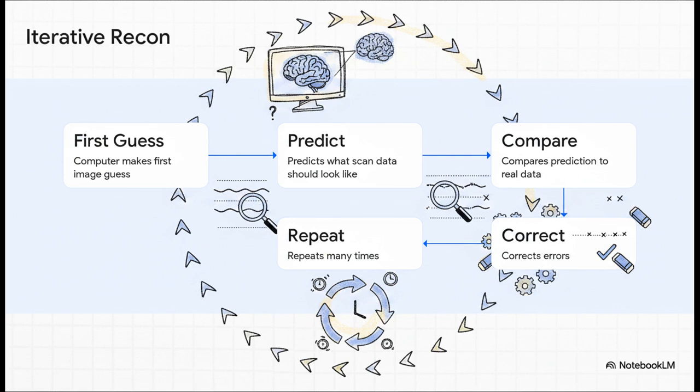Think of IR like a really obsessive computer just constantly checking and correcting its own homework. First, it makes a rough guess at the image. Then it predicts what the raw data should look like if that guess was right. It compares that prediction to the actual real-world data it just collected, finds its errors, corrects them, and just repeats this loop over and over and over until the image is near perfect.